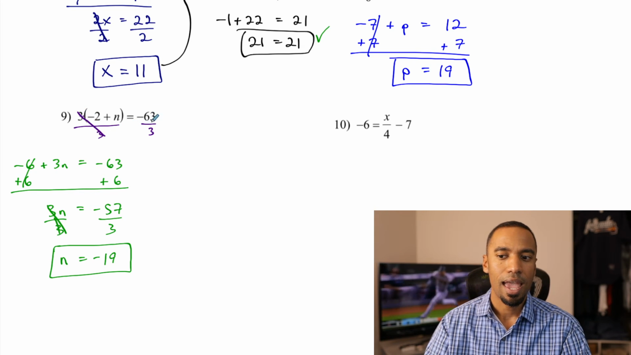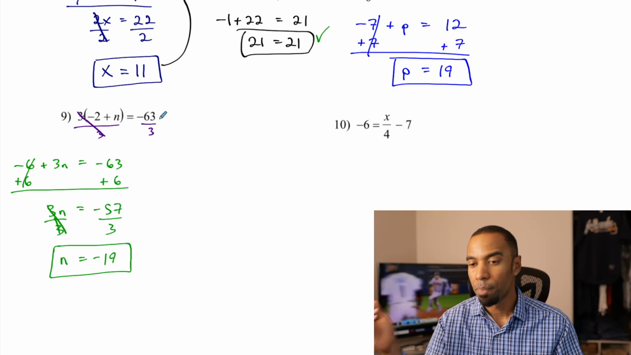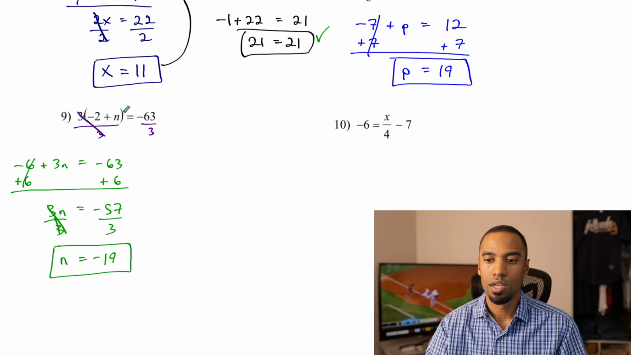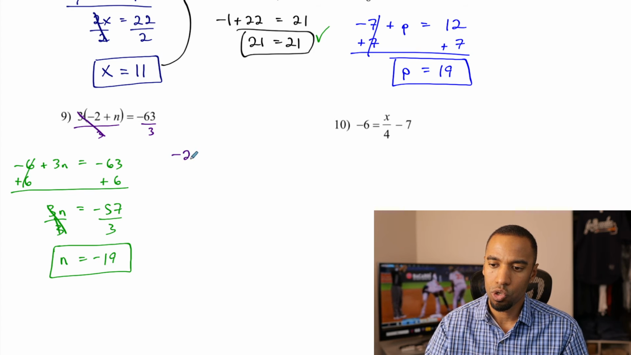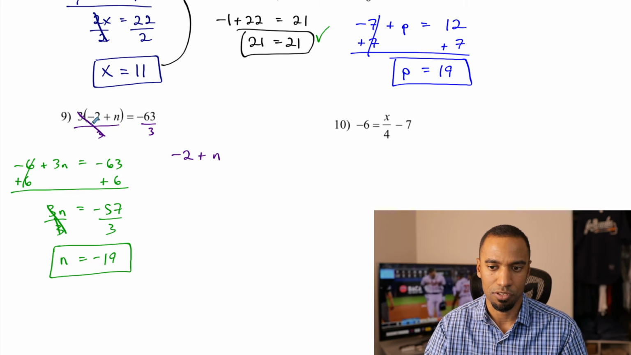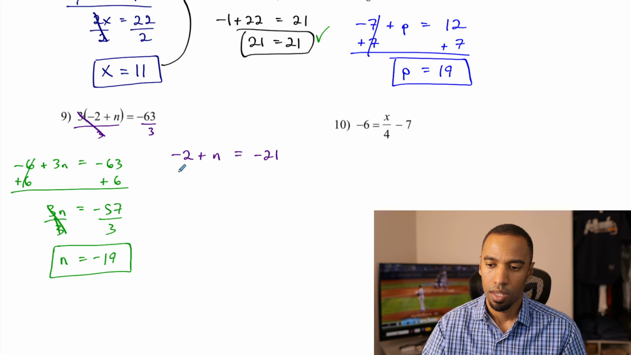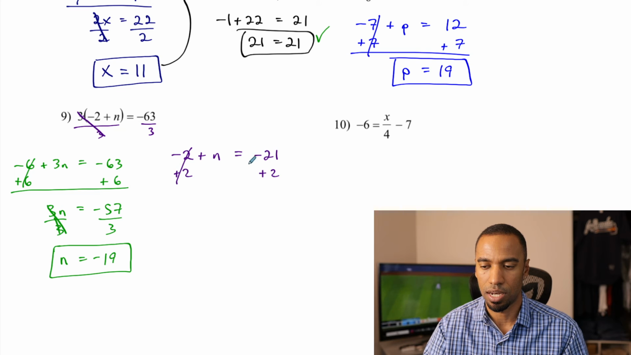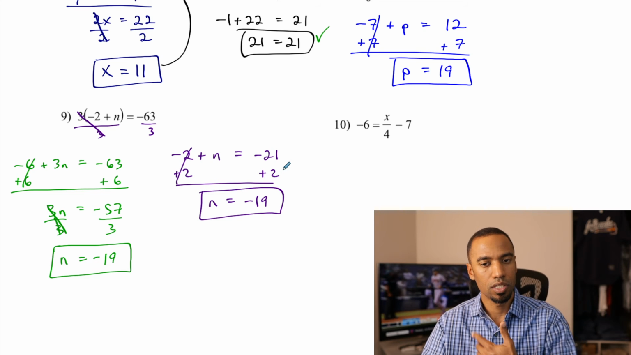It's gone. And as long as this number can divide by 3 right here and you don't get a fraction, then it's an okay go. It's something that you can actually work with, and it does work. This becomes negative 21. So negative 2 plus n, all that remains on this left side now, equals negative 21 on this side. Now you add 2 to both sides to get that n by itself, because of the negative, and then you are left with n equals negative 19. So same answer, different approach.